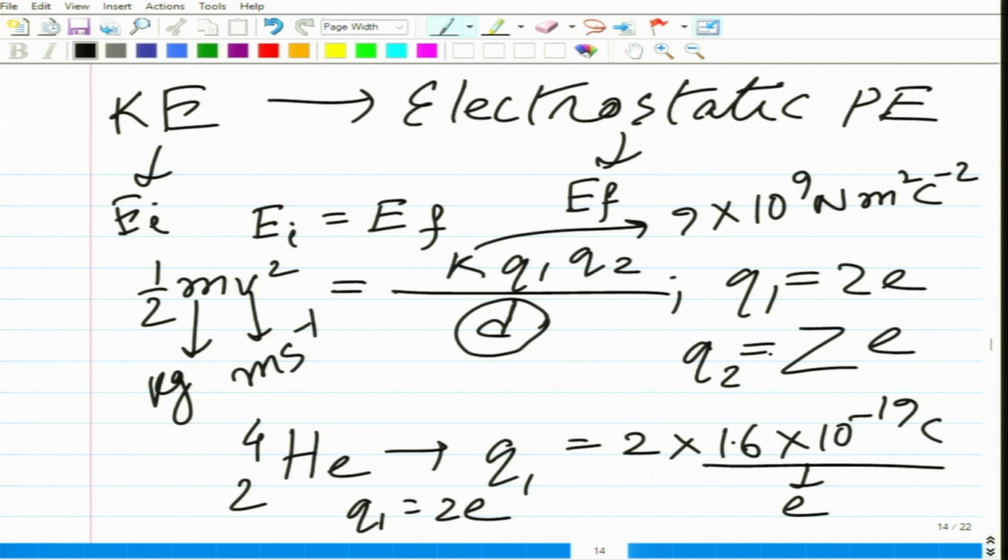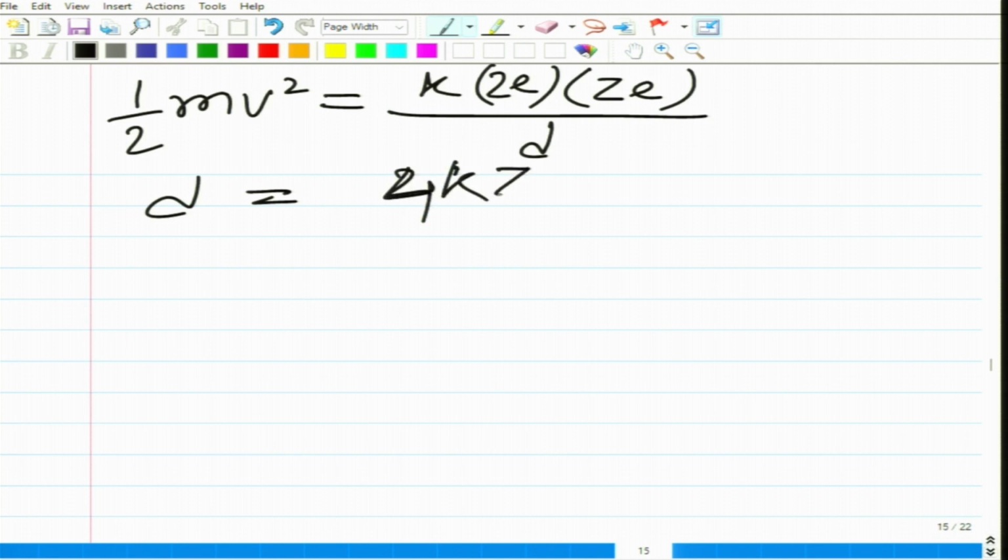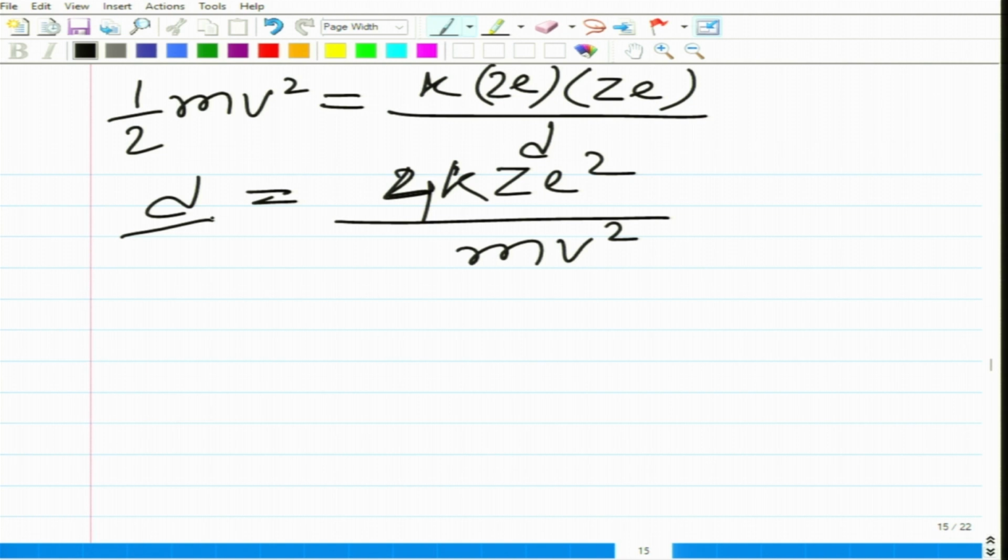So this is the final statement, half mv square equals k into 2e into Ze by d. So d equals 4k Ze square by mv square. This is the statement for the distance of closest approach.